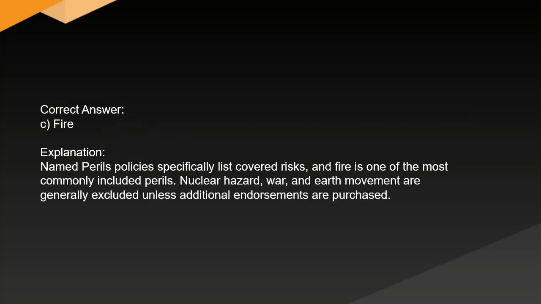Correct answer. C. Fire. Explanation. Named perils policies specifically list covered risks, and fire is one of the most commonly included perils. Nuclear hazard, war, and earth movement are generally excluded unless additional endorsements are purchased.